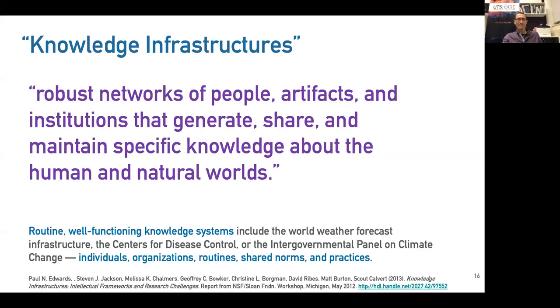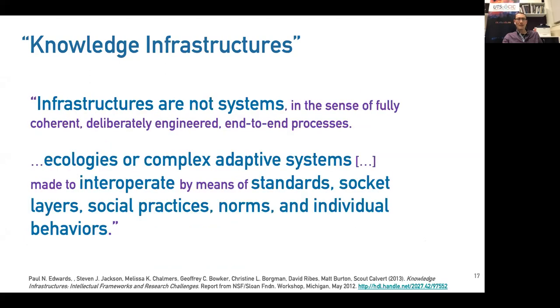And infrastructures are not systems in the sense that somebody sat down and designed this thing, or even anybody designed it from top to bottom. They're completely emergent. They're ecologies. They're complex adaptive systems, continually figuring out and evolving and trying to maintain their interoperability.